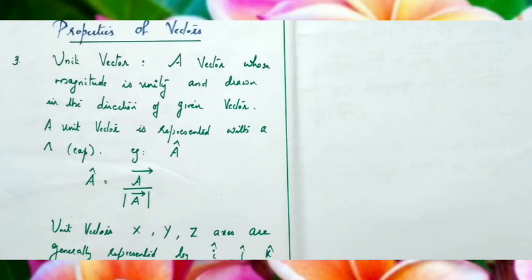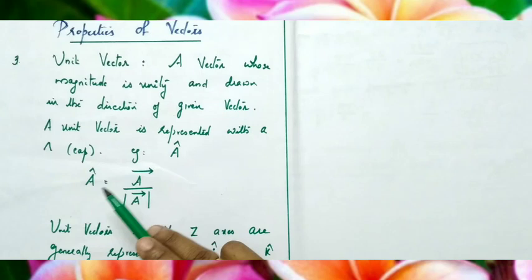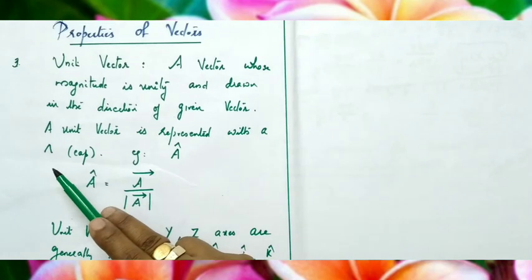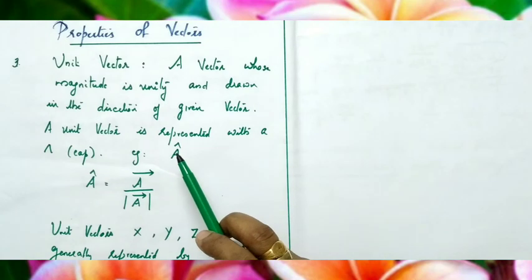Dear children, we are continuing our discussion on properties of vectors. Third one, unit vector. A vector having magnitude unity and having a definite direction is called a unit vector. Unit vector is always represented by a cap, or a hat. So if A is a unit vector, it is represented by A cap.